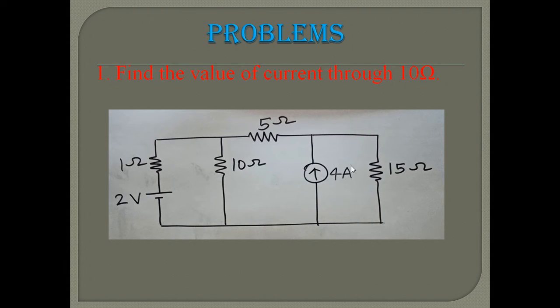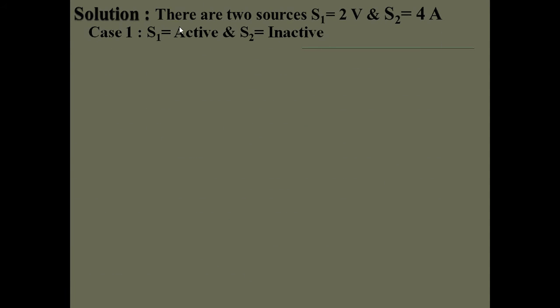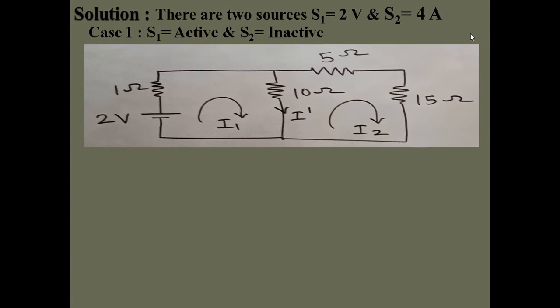For solving this type of question, we will consider one source active at a time. At the same time all other sources will be inactive. So our rearranged diagram for case 1 is where S1 is active and S2 is inactive. S1 is source 1 having value 2 volt and S2 is source 2 having value 4 ampere. When the current source is inactive, it is considered an open circuit, so that branch is removed. Whenever we consider a voltage source as inactive, it will be short circuited. That will be our case 2.